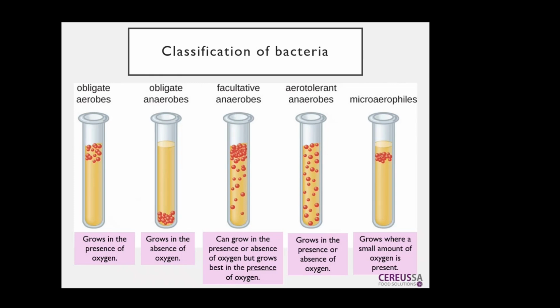We also get facultative anaerobes. These bacteria can grow in the presence or the absence of oxygen, but they grow best in the presence of oxygen, as can be seen in this test tube sketch. The aerotolerant anaerobes grow in the presence or absence of oxygen, so they are actually not affected by the oxygen concentration. The microaerophiles grow where a small amount of oxygen is present. So from this slide, you can see that different types of bacteria have different oxygen requirements for growth.